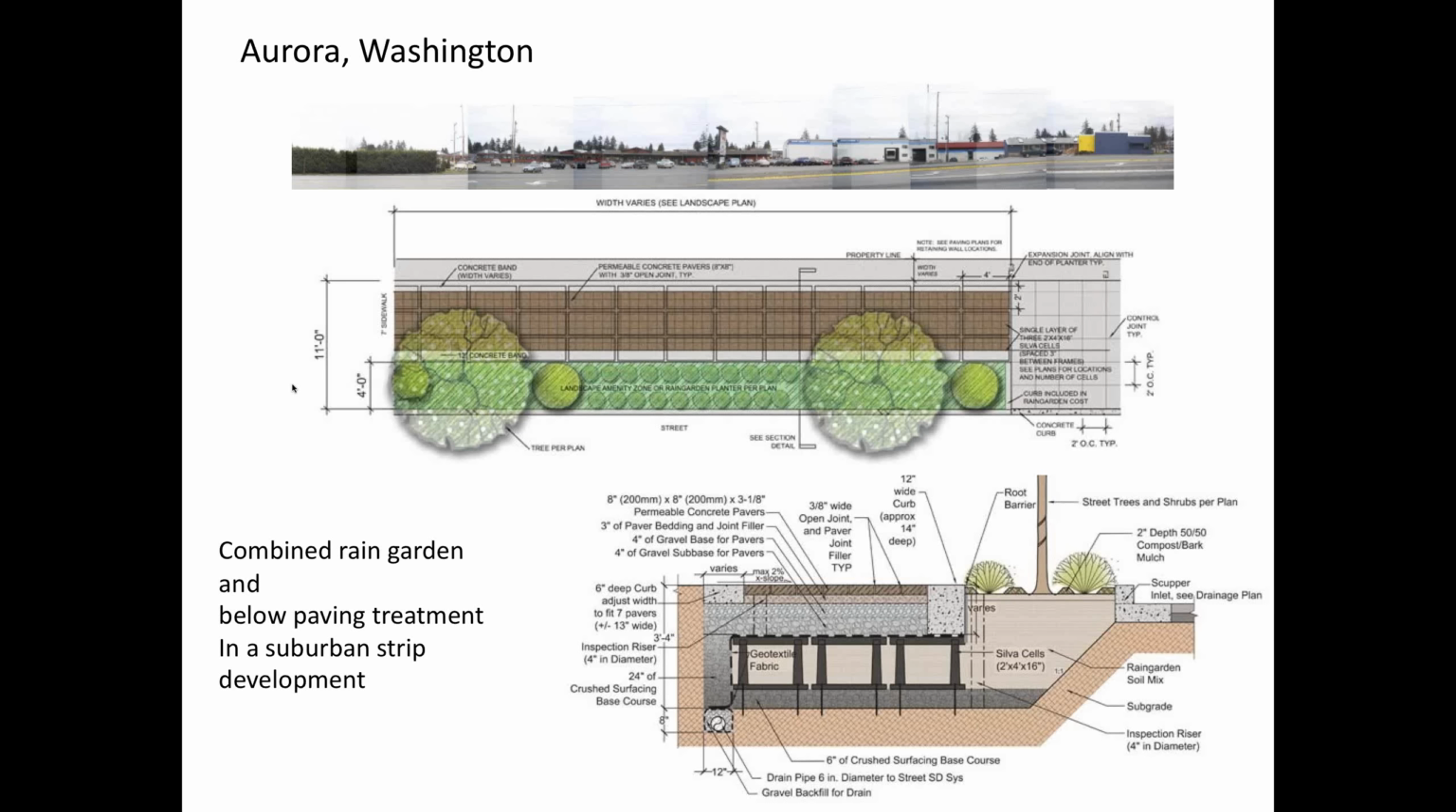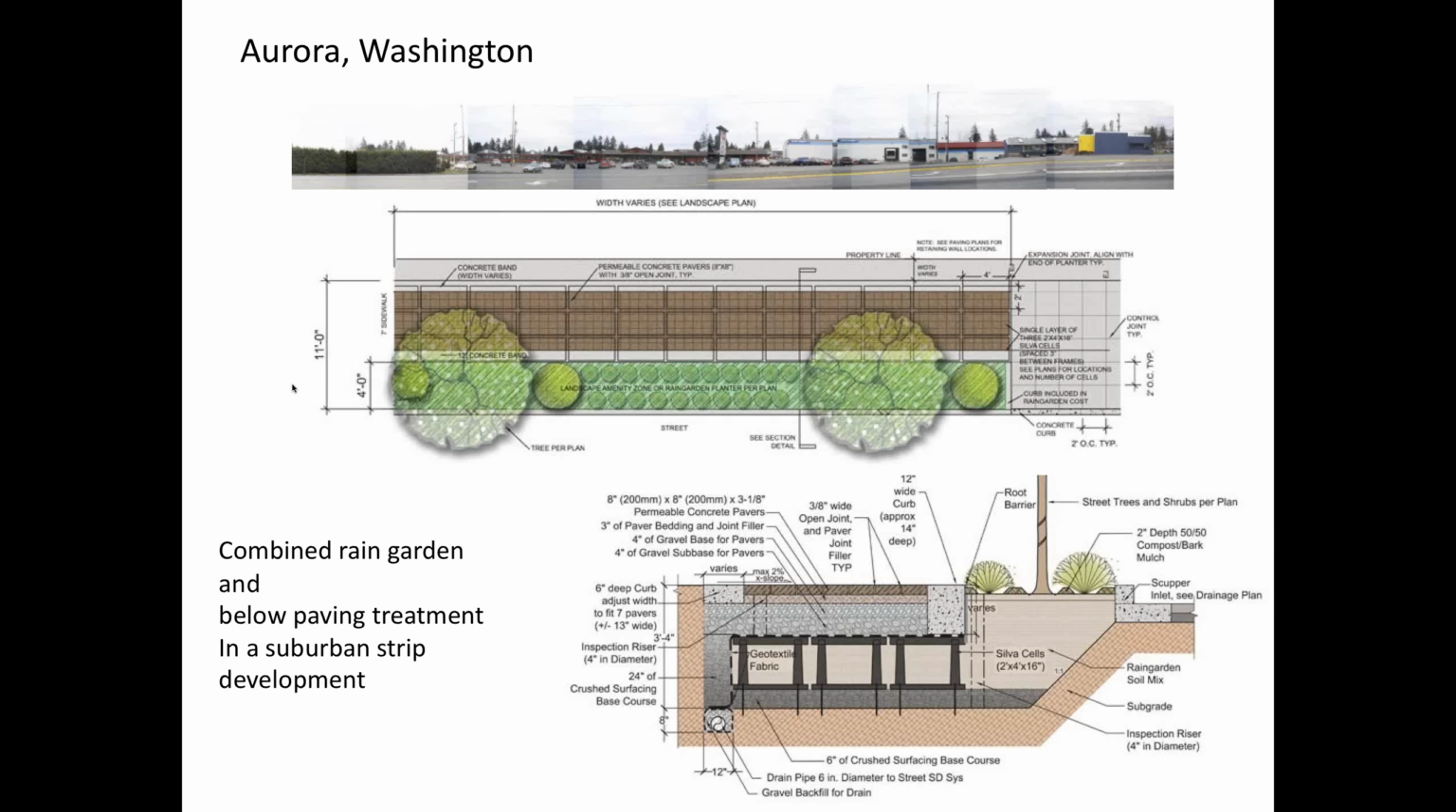This particular one in Aurora uses pervious pavers over the top of the silva cells, and I think that's probably the best way to bring water into any of these systems. The pervious pavers screen out all of the large coarse sediments and floatables and leaves, so they don't become a problem. The water then is evenly distributed across the top of the system and moves into the soil.